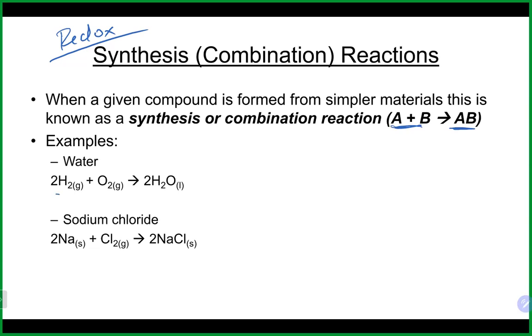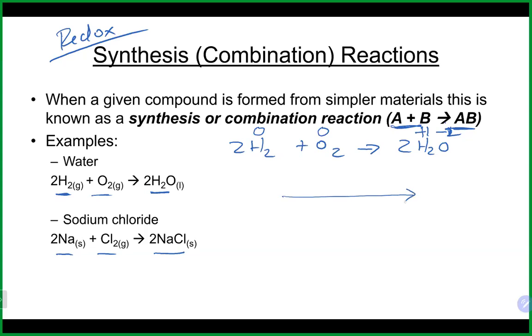As we see here, this is hydrogen and oxygen. Two things make one thing. Once again, in this case of the water being formed, although it is a synthesis and combination reaction, it is still a redox reaction because this guy has no charge. This guy has no charge. This is +1 for hydrogen and -2 there for oxygen.